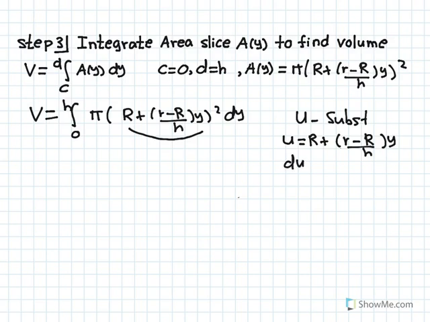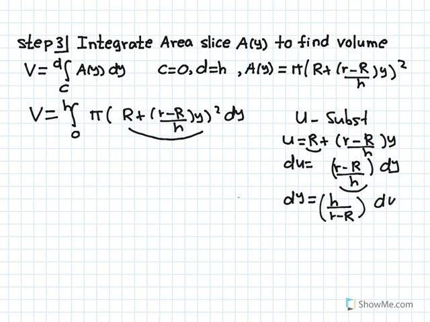Differentiate both sides. The derivative of capital R is just 0 because it's a constant. So we get du equals (small r minus capital R) over h times dy. And now if you solve for dy in terms of du, we flip this part and get dy is equal to h divided by (small r minus capital R) times du.